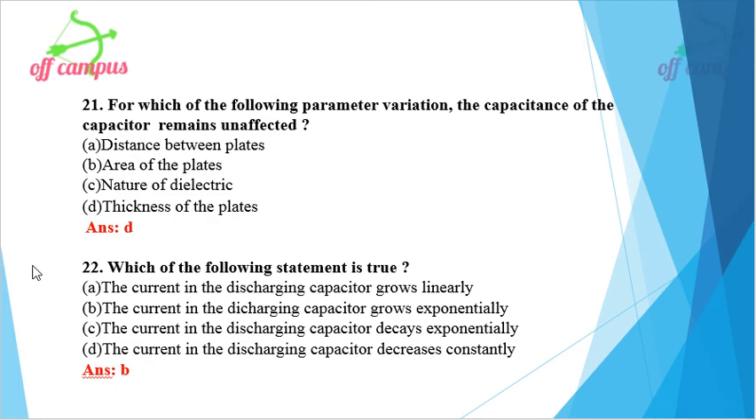Then, for which of the following parameter variations does the capacitance of the capacitor remain unaffected? We have already seen this problem. It is affected by the distance between plates, the area of the plates, and the nature of the dielectric, and it is not affected by the thickness of the plate. Why? Because C equals epsilon A by D. So, it is not affected by the thickness of the plate. So, answer D is the right answer for this problem.